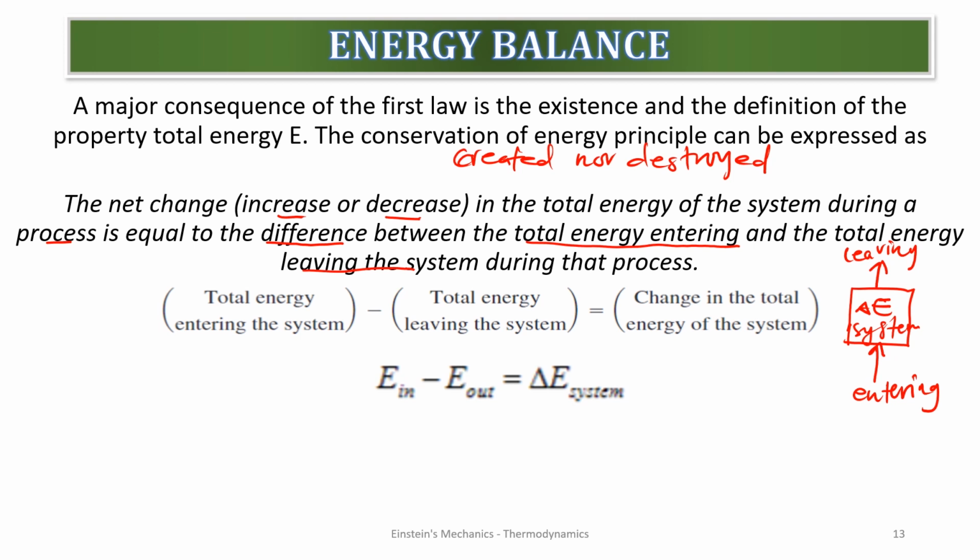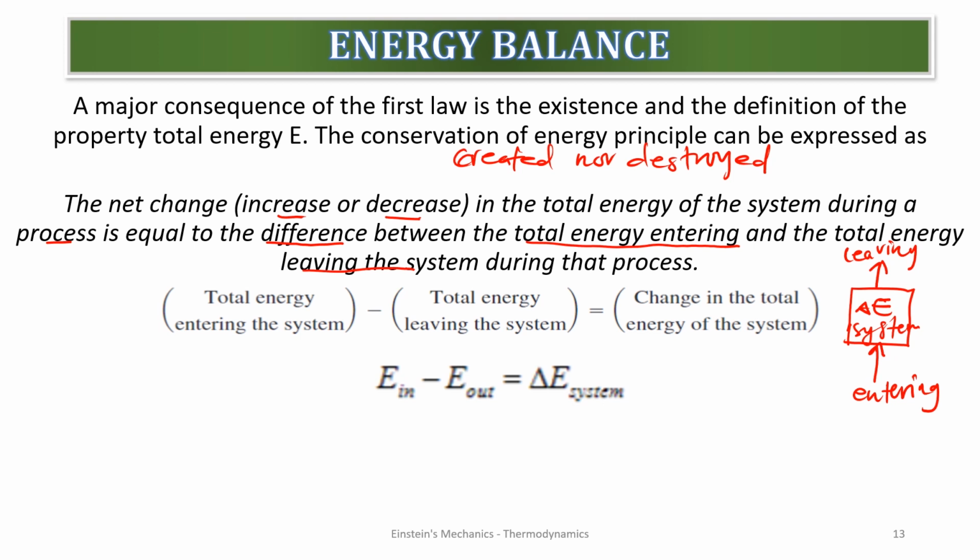Are we good? All right, so let's look at the equation. Total energy entering the system minus total energy leaving the system is equal to the change in the total energy of the system. We assume that energy entering the system is greater than energy leaving the system, because if this system is undergoing a process and doing some work, and the energy coming out is greater than the one entering, with time this system will collapse. So it is good for us to have energy entering the system greater than energy leaving the system.